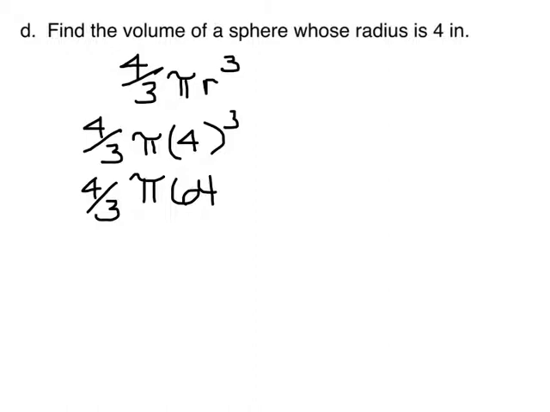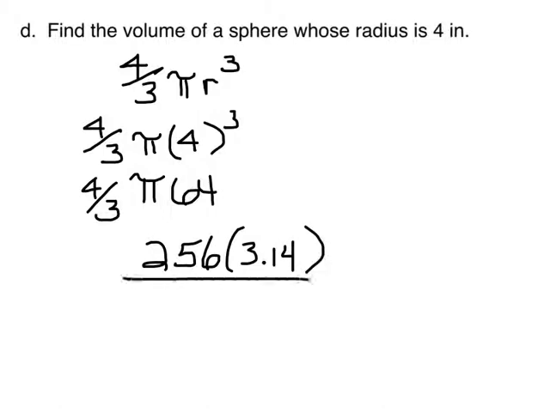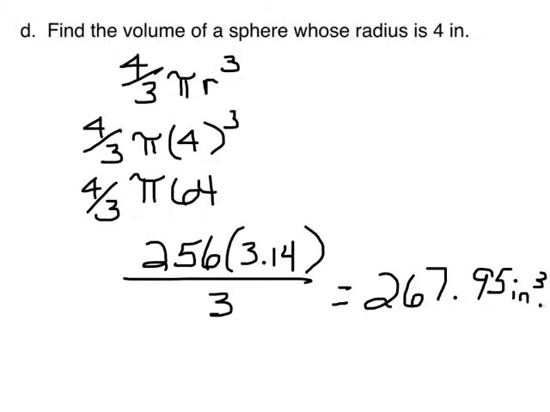And if I use my calculator and say 4/3 times pi times 64, or I could say 4 times 64 times pi and then divide all of that by 3. When I do that, 4 times 64 is 256 times 3.14 divided by 3 is equal to 267.95 inches cubed because it's volume.